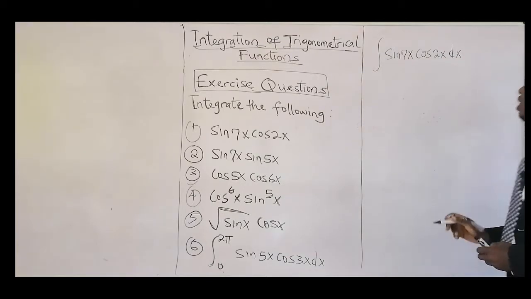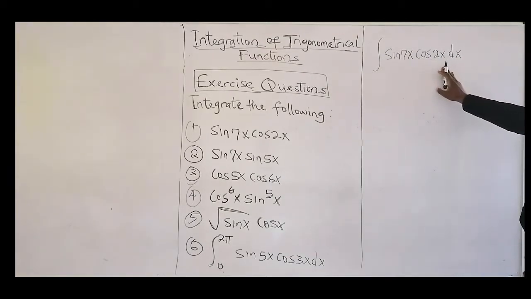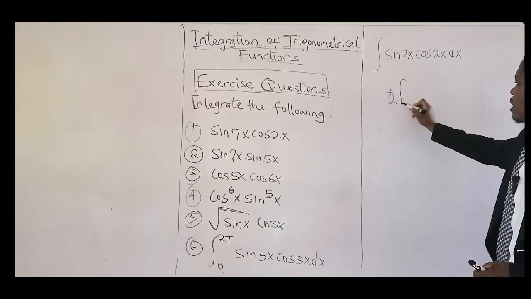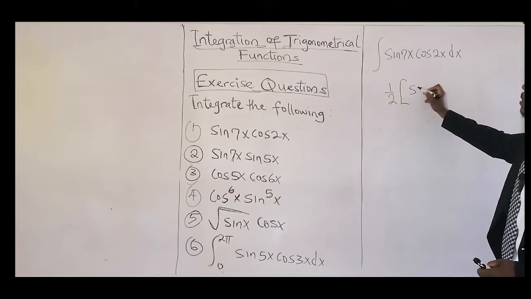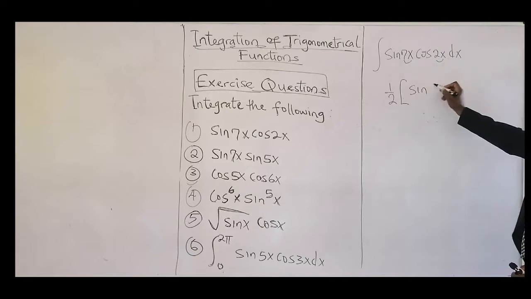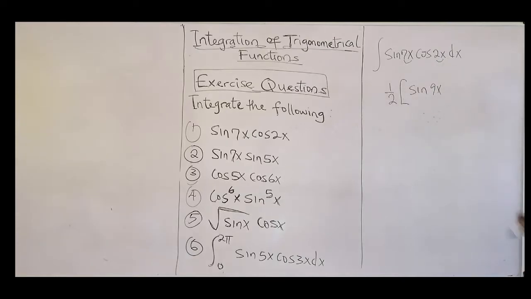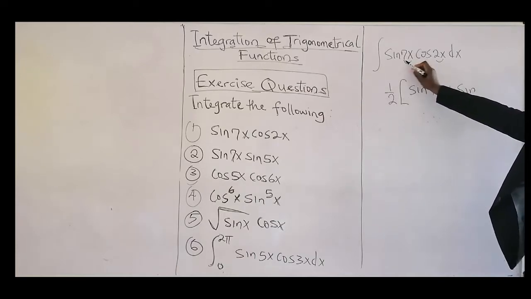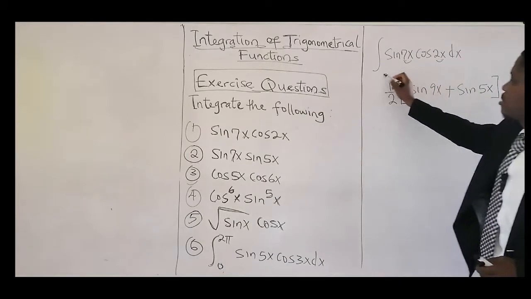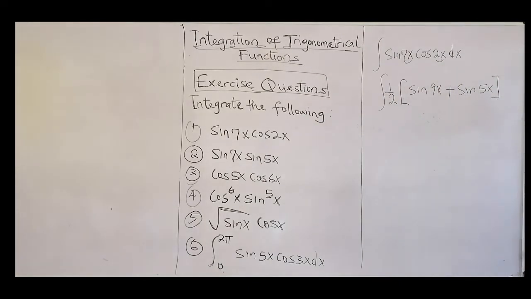This is very straightforward. When you have a product of sine and cosine, it's going to be half into brackets sine of this one plus this one, that's 9x, plus sine of this one minus this, 7x minus 2x, that's 5x. Then you can put your integral, dx.